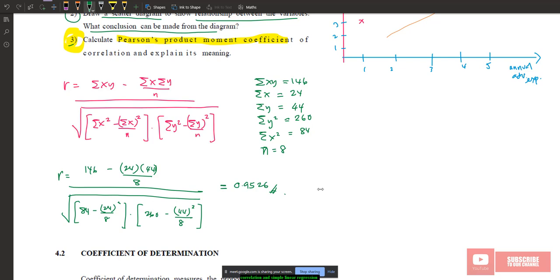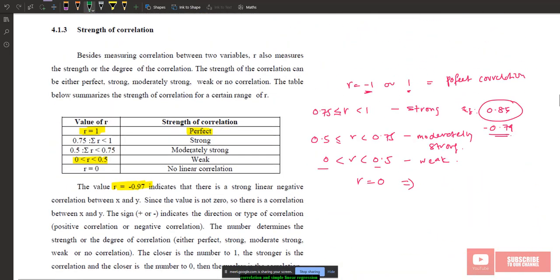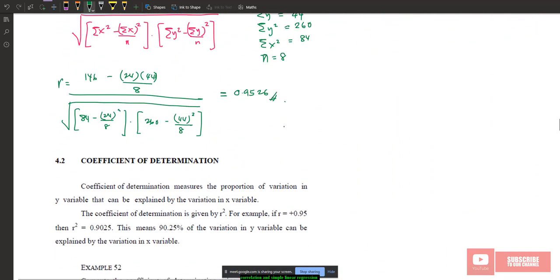So based on the value 0.9526, it is a strong correlation. When the value of r is between 0.75 and 1, it is a strong correlation. Since this is a positive value, we can say that annual sales and annual advertising expenditure have a strong linear positive correlation.